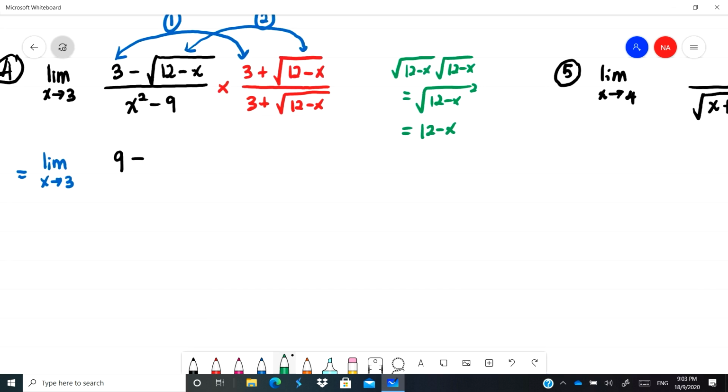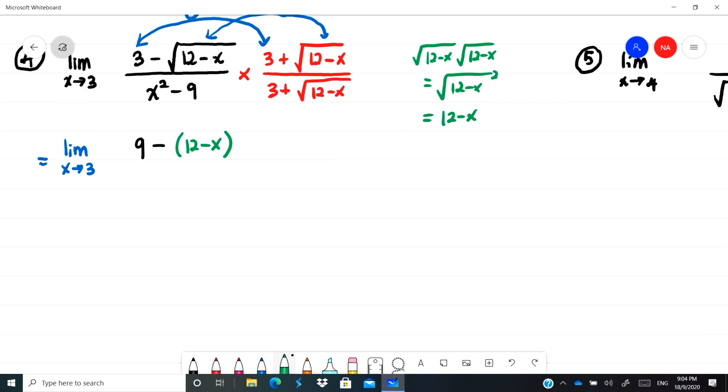But be careful because we have this subtraction there. The common mistake that students make is that they don't put the bracket there, 12 minus x, because we have to subtract the whole thing in that bracket. So be careful, put them in a bracket. The one at the denominator, you just copy them: x squared minus 9 and 3 plus square root 12 minus x. Okay, you have something like this.